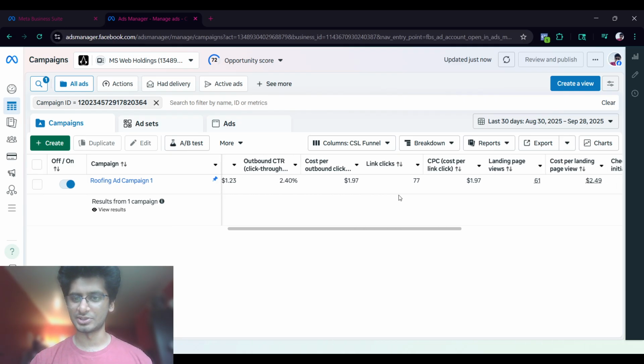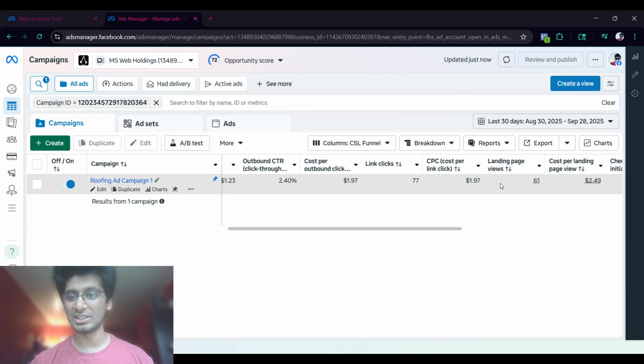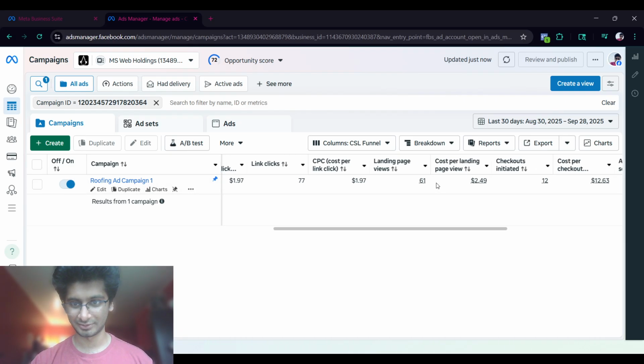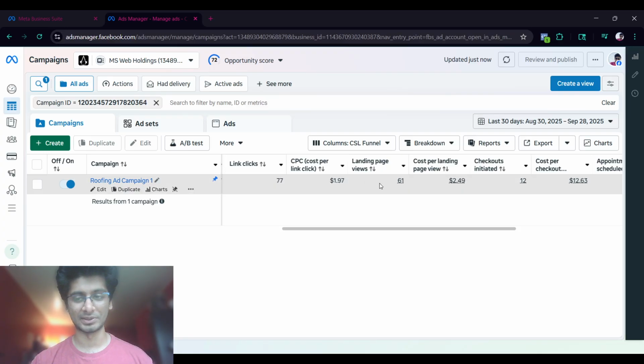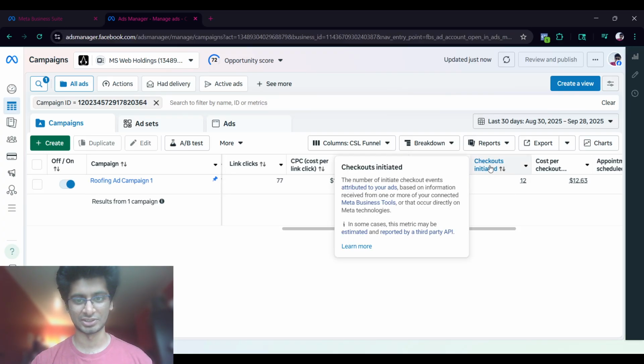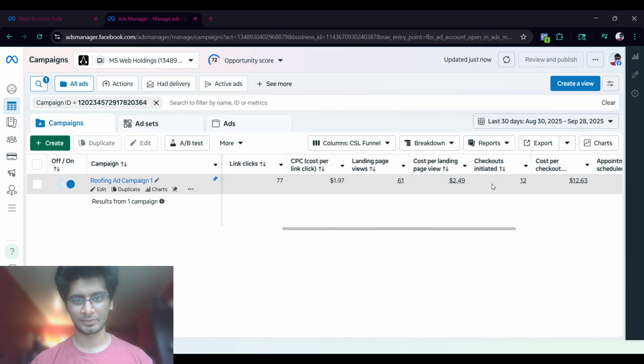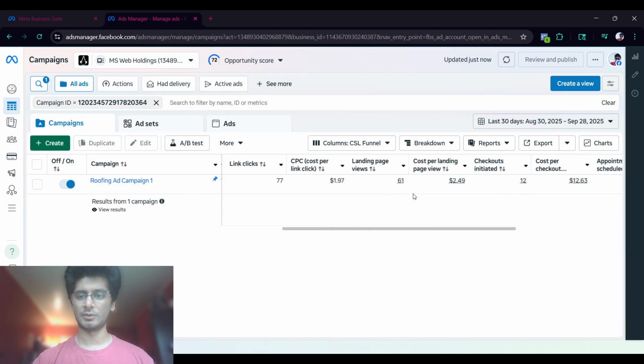Outbound CTR. Where's the link clicks? So 77 clicks on the ads, right? So I had 5 ads, total 77 clicks. Landing page views 61. So going from the landing page to the book call page, this initiate checkout, right? 12 over 60 is 1/5, so that's a 20% conversion rate from the landing page to the book call page, right?